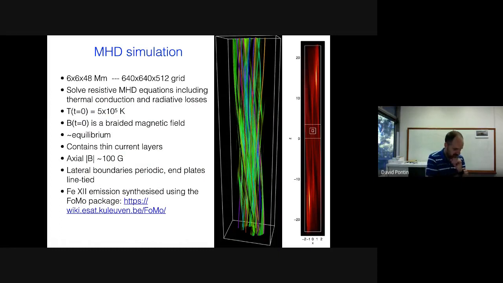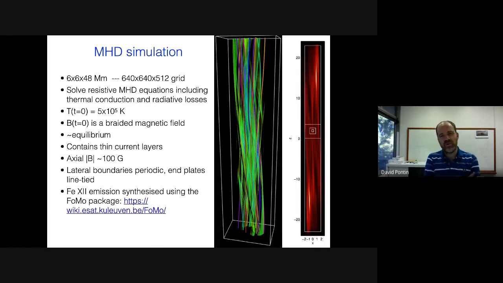We also looked at synthesizing emissions for the relaxation simulation approach. This is just a snapshot from the middle of a resistive MHD simulation, where in the left-hand image we have the current density in green, and we've got some magnetic field lines. And then on the right is some synthesized emission in iron 12 in this case. And we don't see any obvious braided structure in that emission.